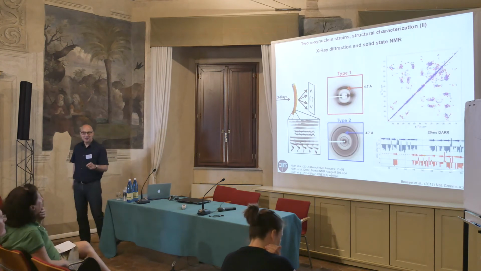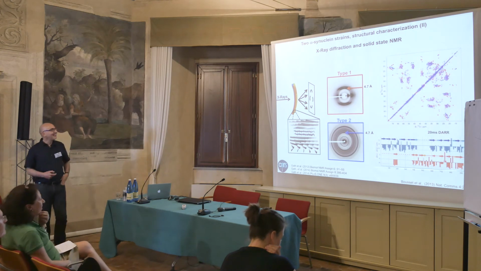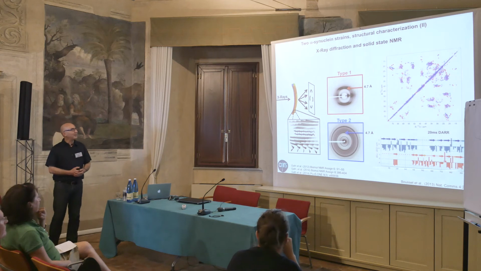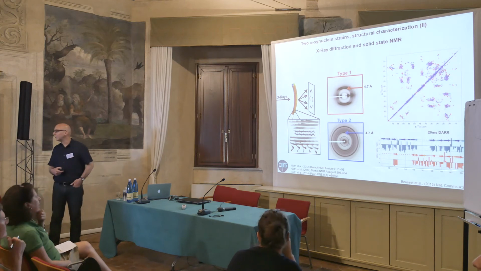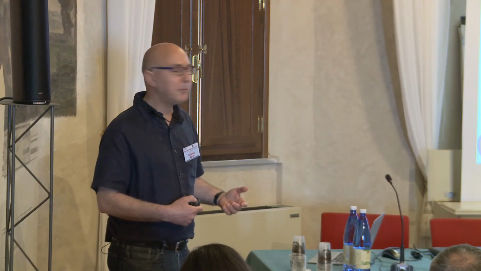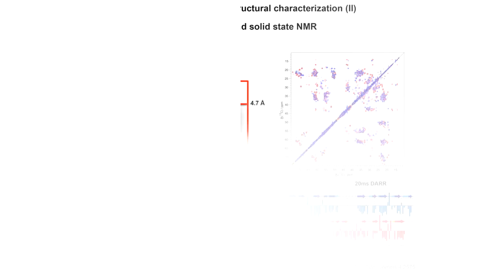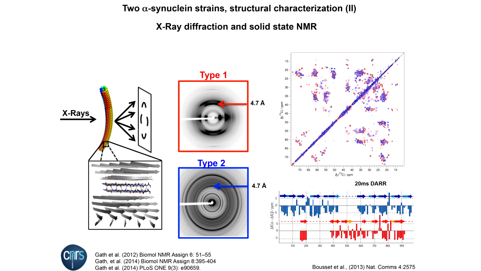It's exactly what we find. Let me show you. Then you do all the techniques that we are used to doing, for example, X-ray fiber diffraction. You align the fibrils in a capillary, you expose them to X-rays, and what you see is that the images of this form and this form are different. In both cases, you have this 4.7 angstrom reflection, which is the distance between two strands. It's characteristic of amyloids, but they are not the same.